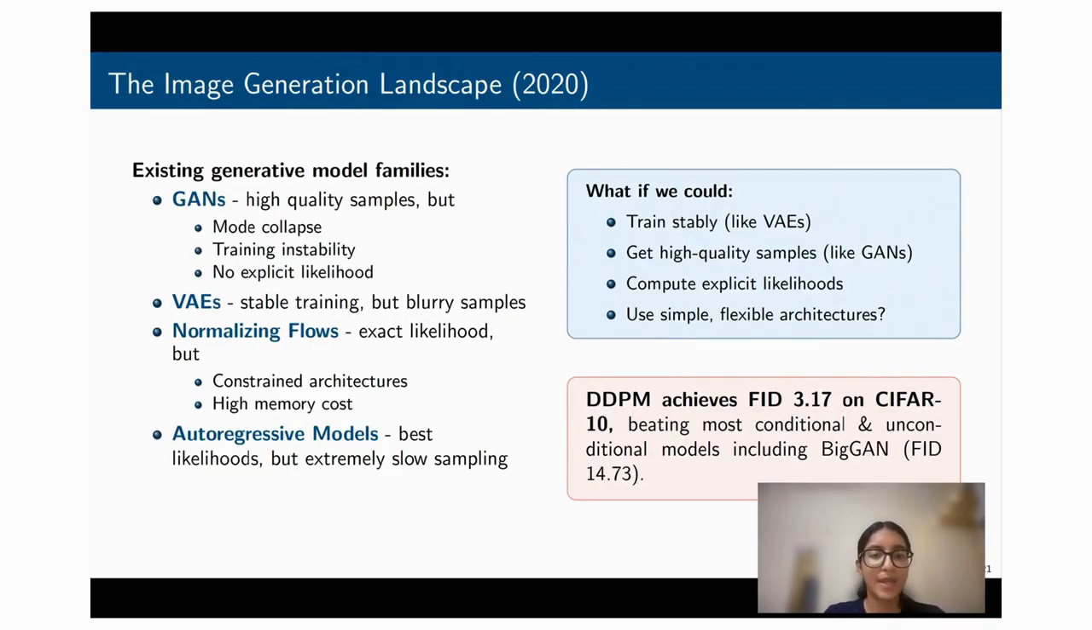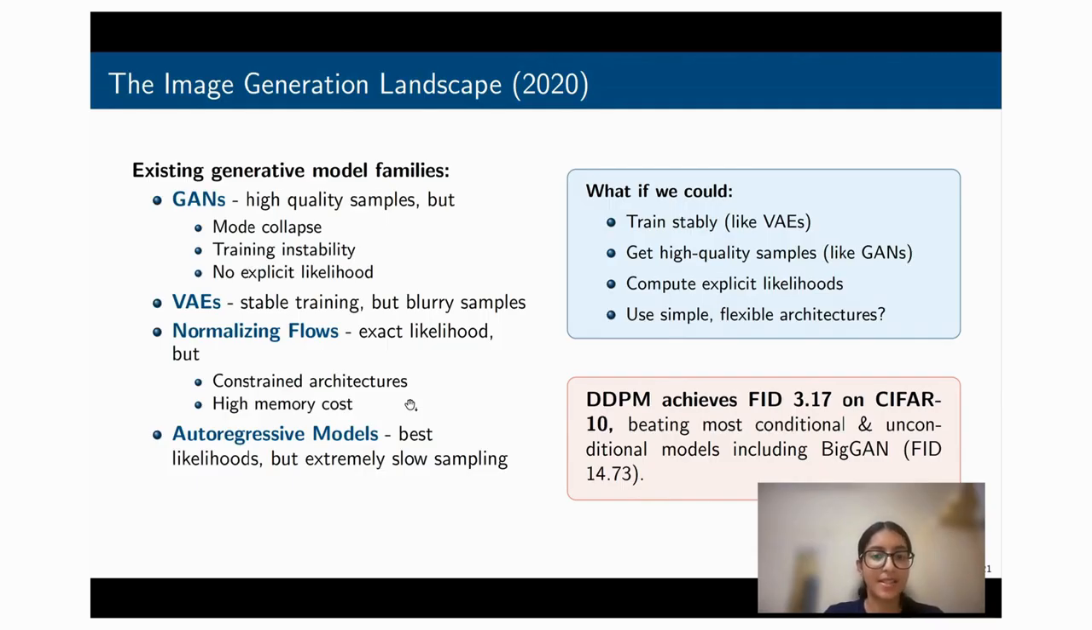So, why did this paper matter? Let us briefly survey where the field of image generation was in 2020. GANs could generate stunning images, but they were notoriously hard to train. Mode collapse was a persistent problem, and they provided no explicit likelihood. VAEs were stable to train, but their samples tended to be blurry. Normalizing flows gave us exact likelihoods but imposed severe constraints on the network architecture.